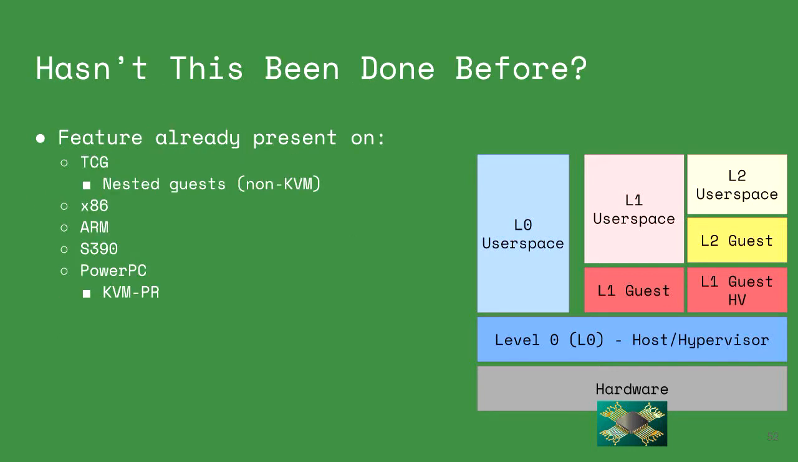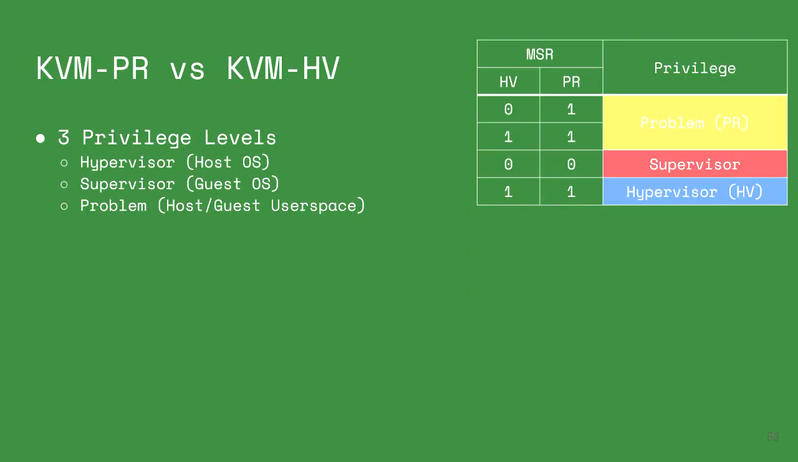Now there are a few of you thinking, maybe, hasn't this already been done before? I've definitely heard about this nested KVM thing. Well, yes. First of all, you could use TCG to run a nested guest. Obviously, that's not KVM, and it's not going to be very fast. But nested KVM already exists on most architectures, and in fact, it already exists on PowerPC in the form of KVM PR. So here we're going to have to make the distinction between KVM PR and KVM HV.